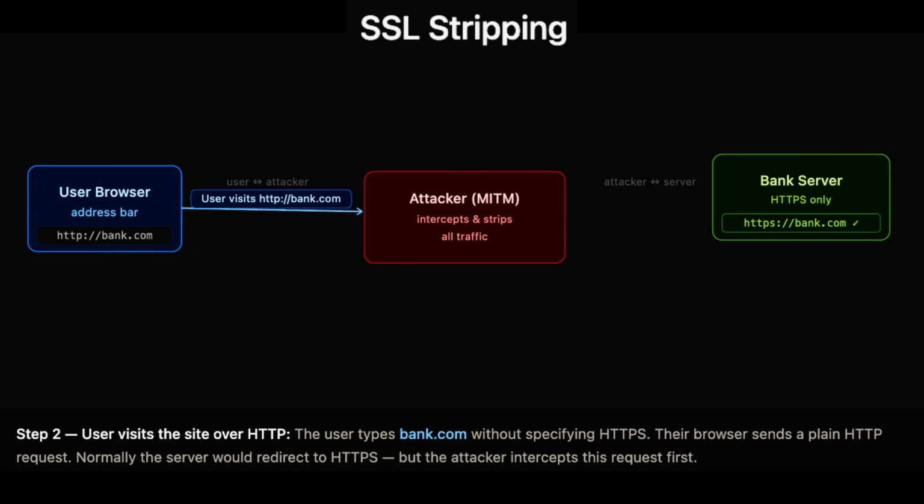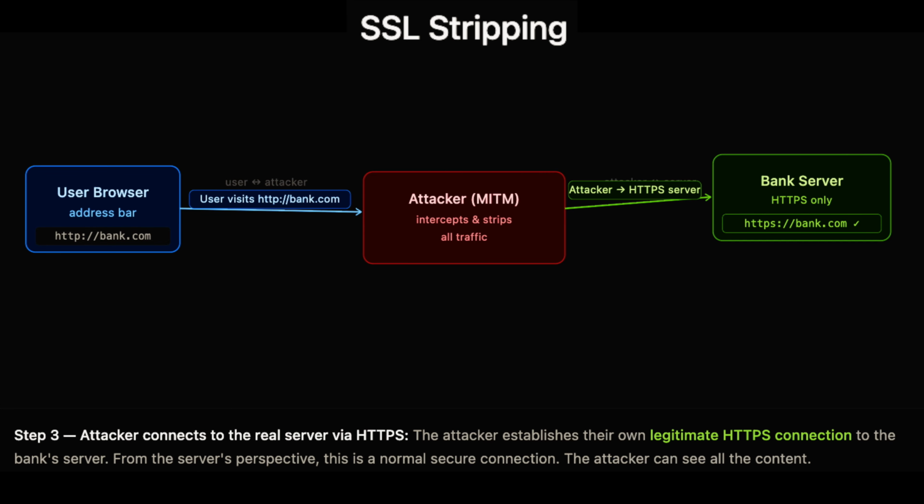The user types bank.com without specifying HTTPS. Their browser sends a plain HTTP request. Normally the server would redirect to HTTPS, but the attacker intercepts this request first. The attacker establishes their own legitimate HTTPS connection to the bank server. From the server's perspective, this is a normal secure connection.